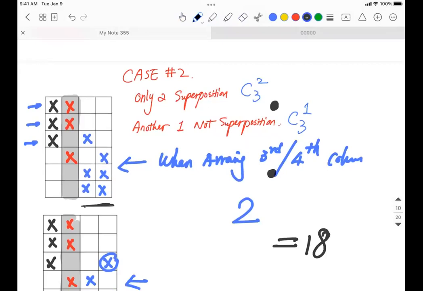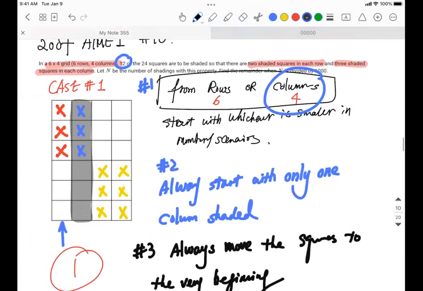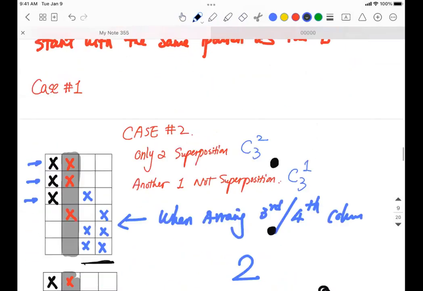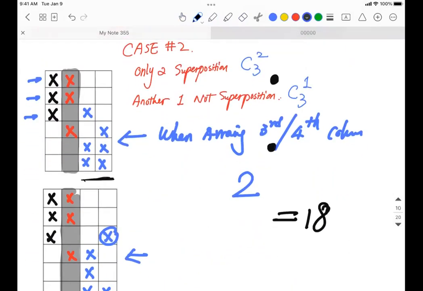My first scenario is case number 1. The second row is exactly superpositioning with my first row. My second case is that my second row only has 2 positions superpositioning with my first row, while 1 position is not superpositioning. Then intuitively, what's going to be my third case? Luis? You have 1 superposition. Is it right?